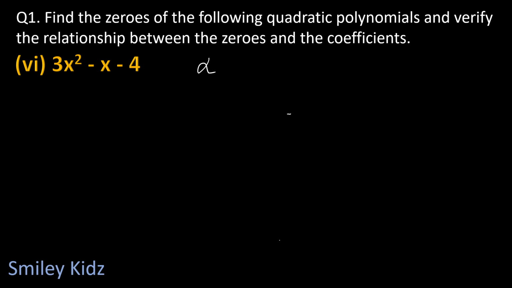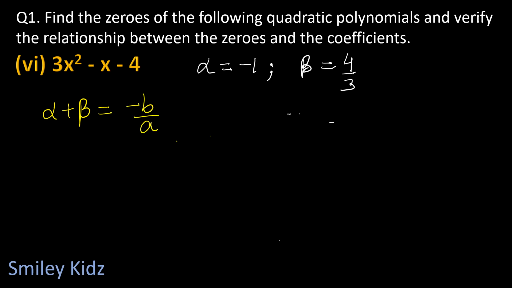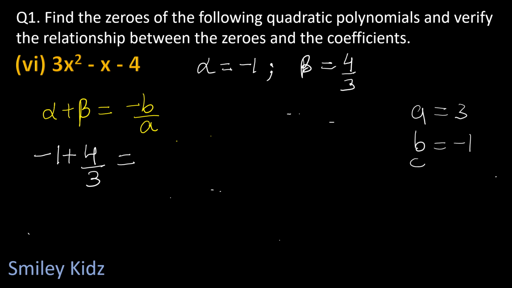Now alpha is equal to minus 1 and beta is equal to 4 by 3. Now again, the sum of zeros, alpha plus beta, is equal to minus b by a. And what is alpha? Minus 1 plus 4 by 3, the value of beta. Now what are a, b and c? A equal to 3, b equal to minus 1 and c equal to minus 4, according to our quadratic polynomial which is given, isn't it?